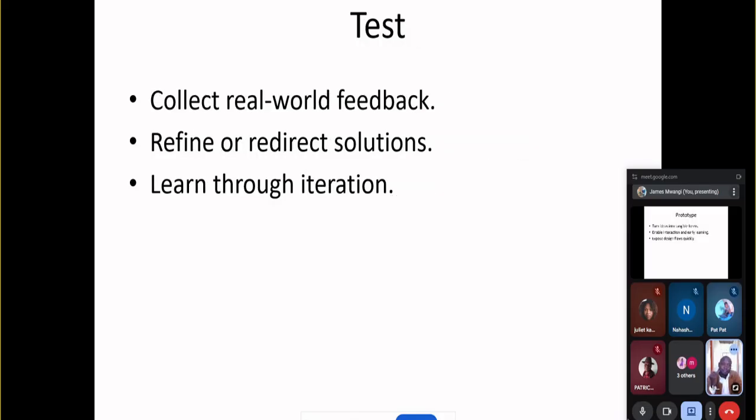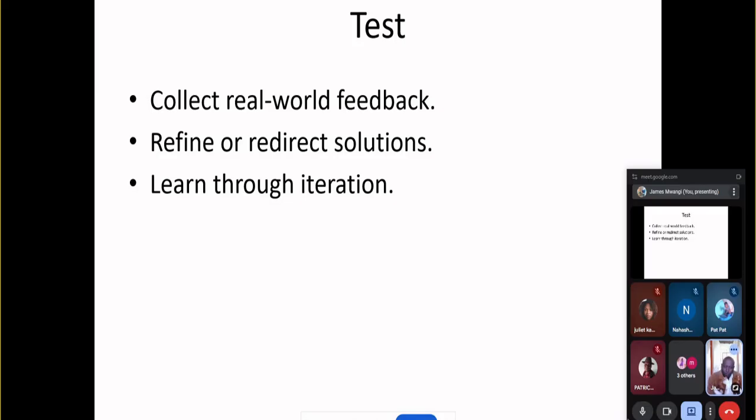Yes. Then the next stage after iteration is you test. You test where you collect real world feedback. Okay, and as we said, you can get it from the users. They tell you, oh, this is not working, this is doing this. Either it's not working or they are super happy.